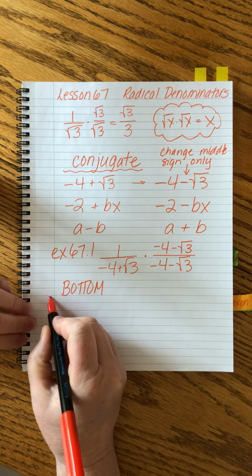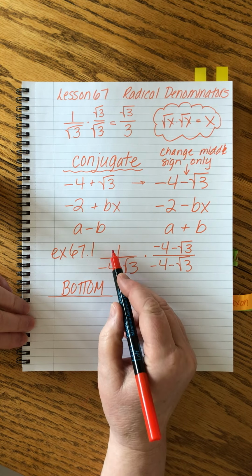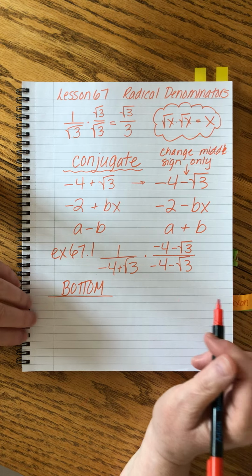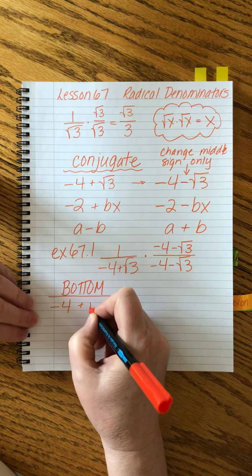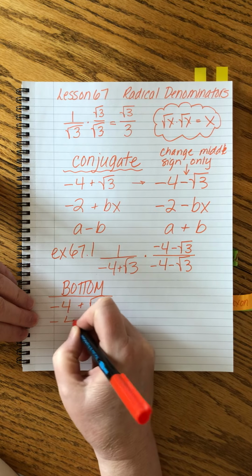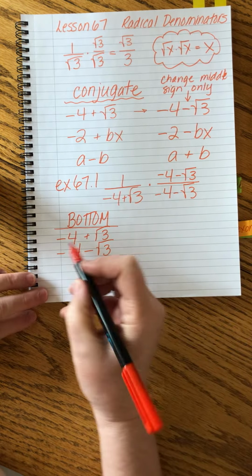So what I'm going to do is I'm going to do 2 multiplications. First, I'm going to multiply the bottom, then I'm going to multiply the tops. I could say denominators and numerators, but that just seems overly fussy. Minus 4 plus the square root of 3, minus 4 minus the square root of 3. I'll bump this up a little. Let's multiply.